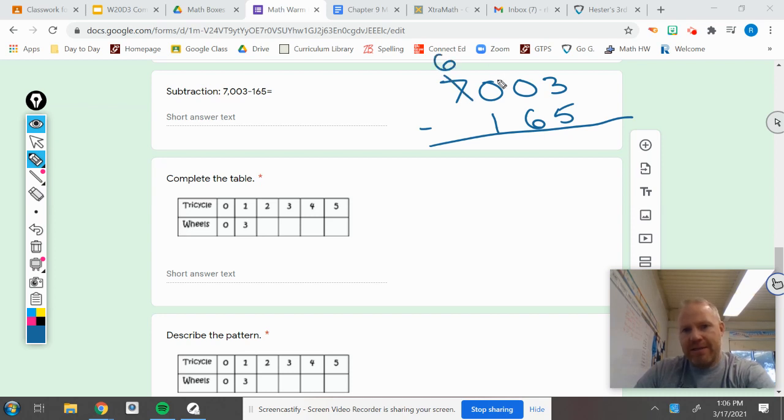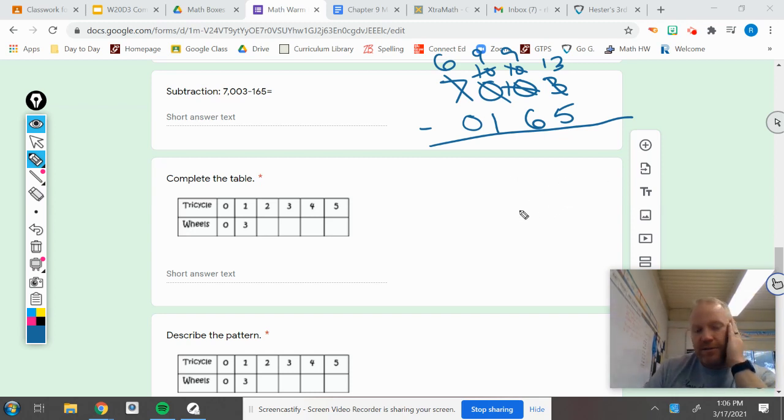The 7 becomes 6. The 6 then changes this 0 to a 10, but then that has to go away to make that a 9, so this can become a 10. And then this 10 becomes a 9, so this 3 can be 13. Now you have 13 minus 5, 9 minus 6, 9 minus 1, and 6 minus 0.